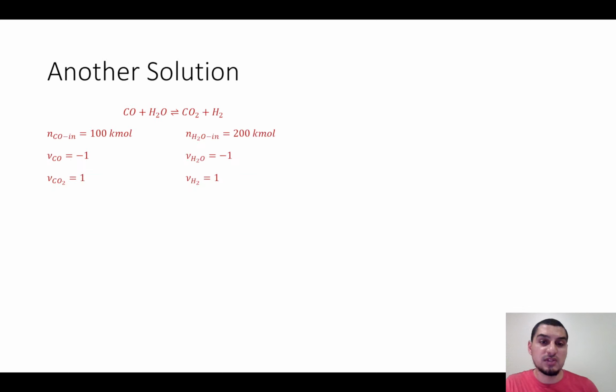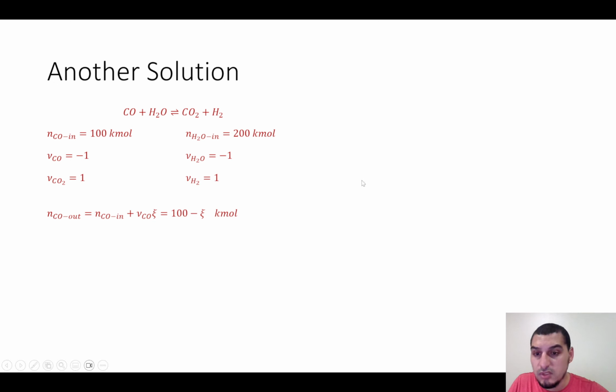Now let's see if we use the extent of reaction to do the same calculation. So we will put the same givens here: the number of moles of carbon monoxide in, the number of moles of water in, and the stoichiometric coefficients. And let's see. So I want to put the mole fractions in the equilibrium constant equation, and the mole fractions are equal to the number of moles in the product over the total number of moles. So what we will do is write the formula for the number of moles in the product for the 4 components.